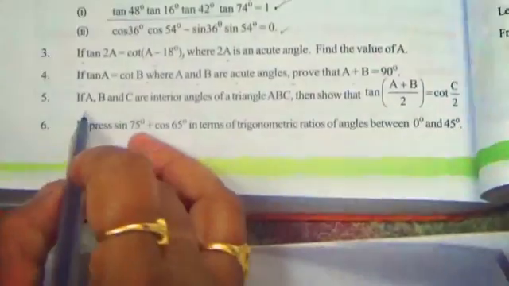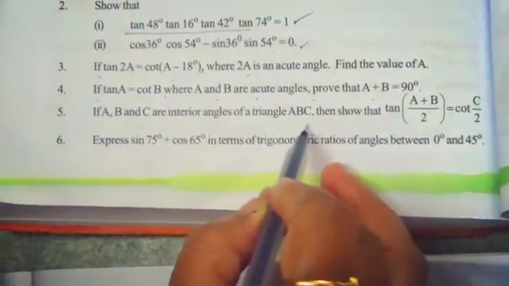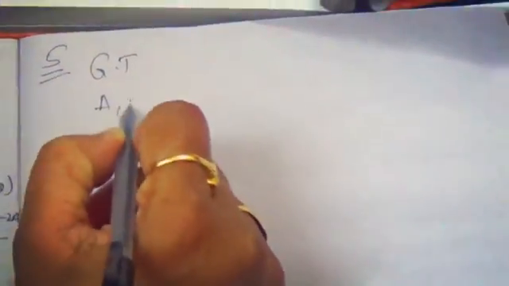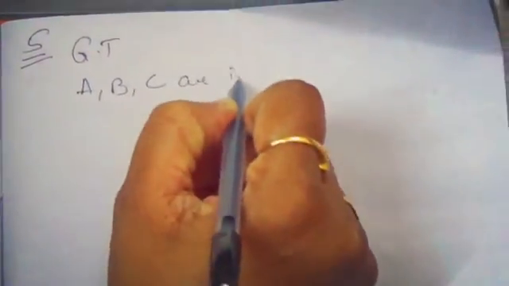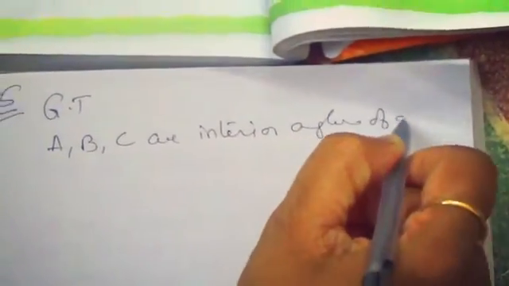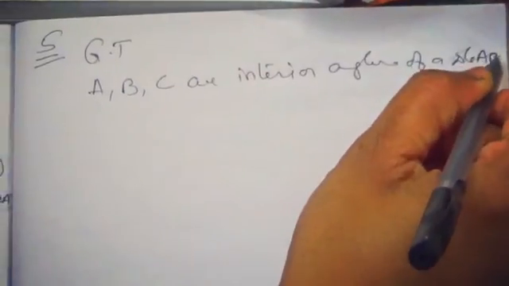Okay. Next, the fifth sum. If A, B, C are the interior angles of a triangle, show that tan (A plus B) by 2 is equal to cot C by 2. Just like example 12. So here, given that A, B, C are interior angles of a triangle ABC.